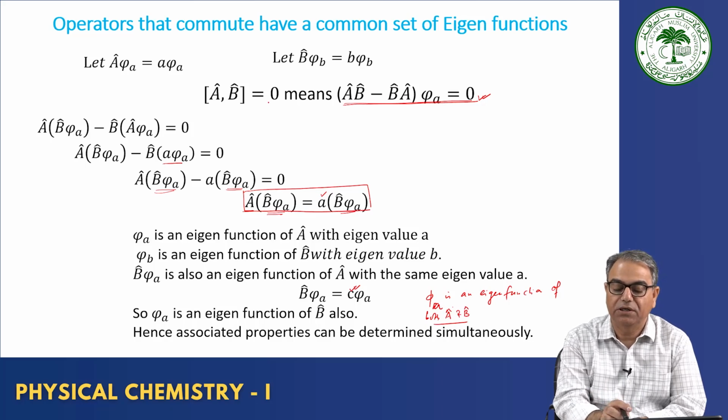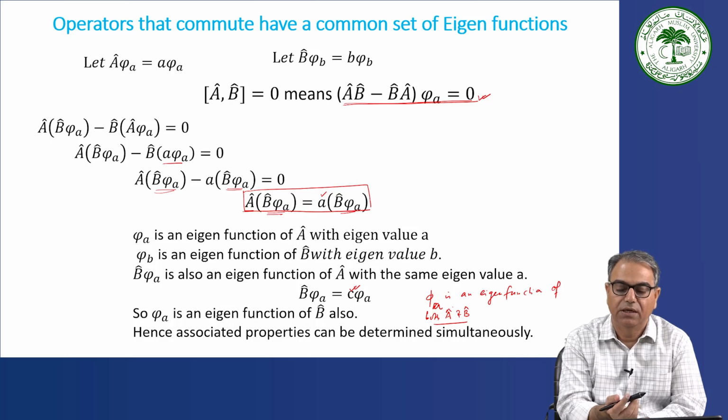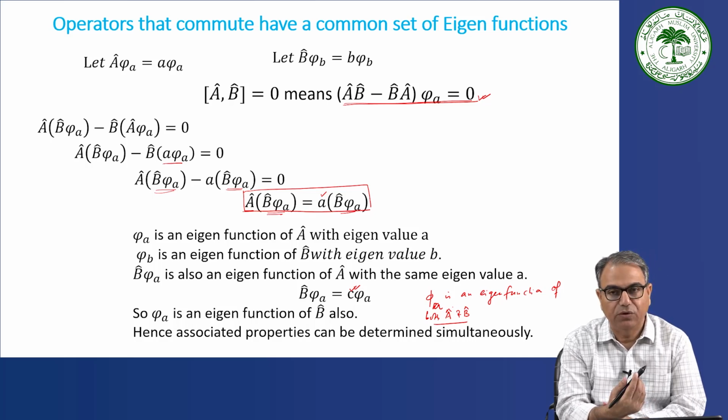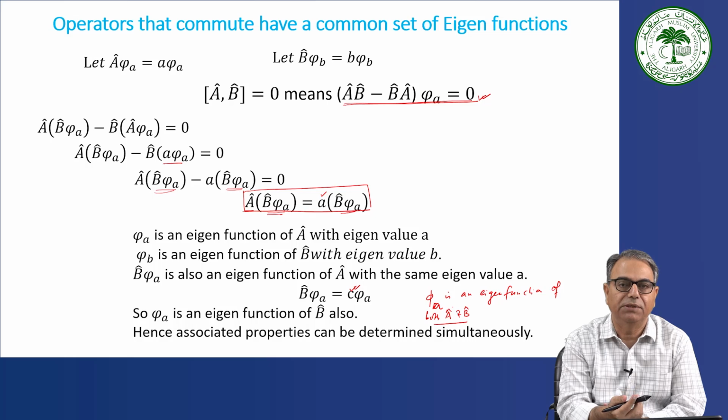So any properties corresponding to operators A or B, which represent some physical variables, can be determined precisely and simultaneously. I told you that this is the purpose of doing the commutator relationship, that you can determine which properties can be determined simultaneously and precisely, and which properties cannot be determined simultaneously and precisely.